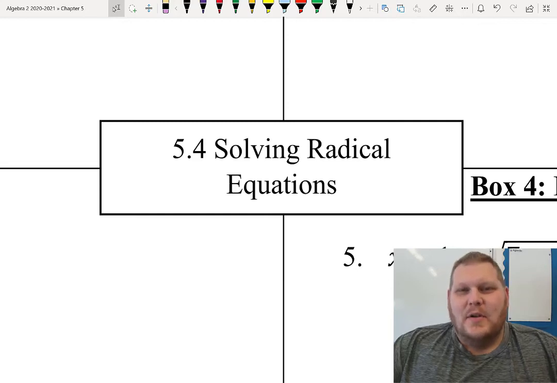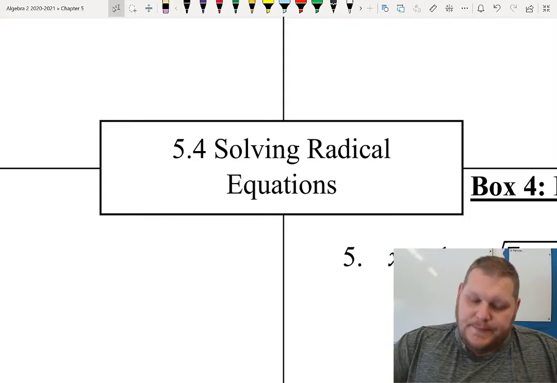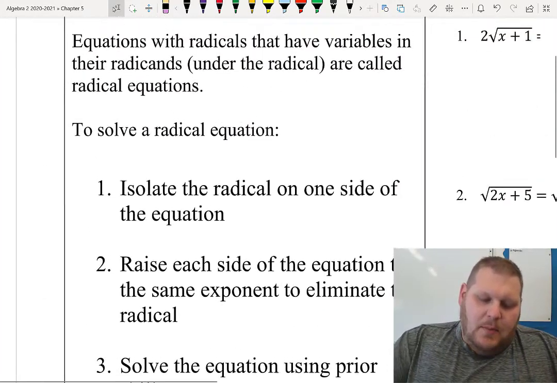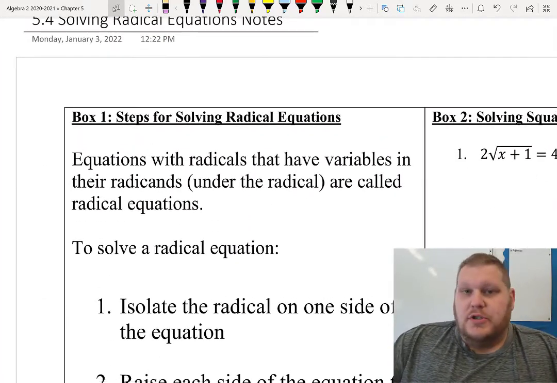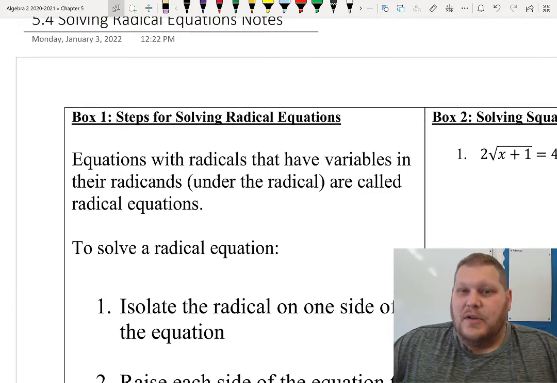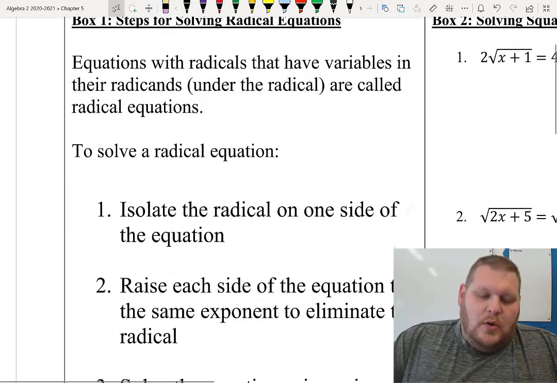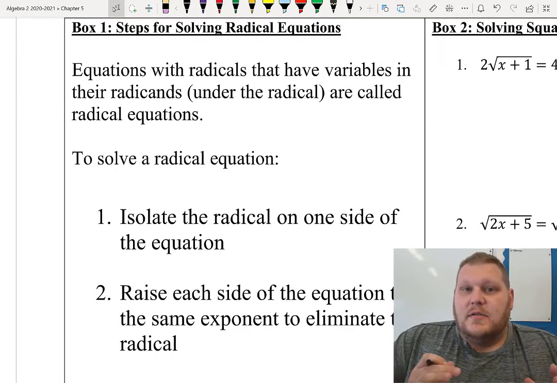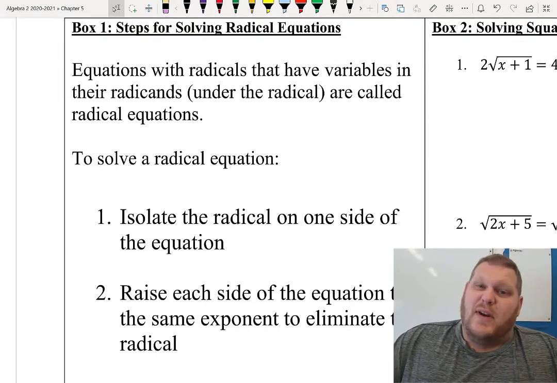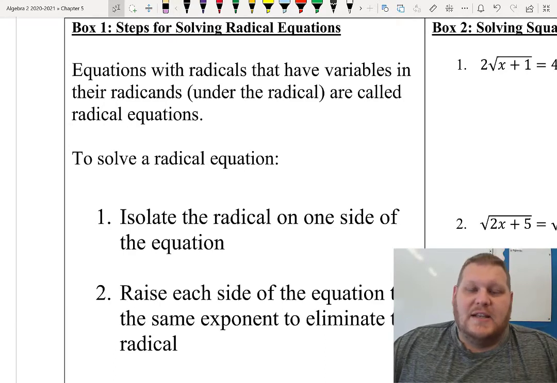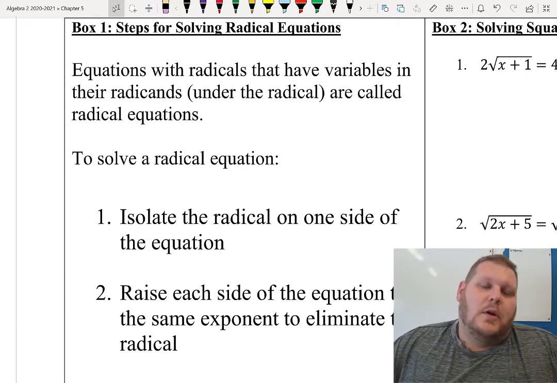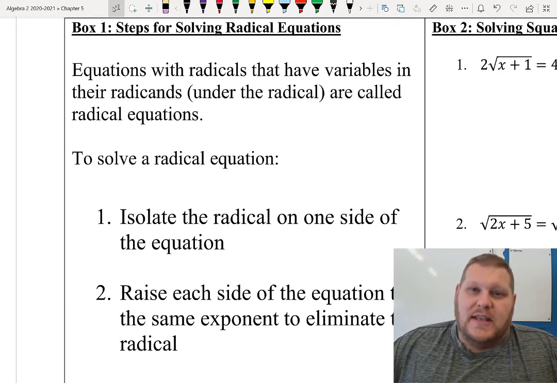Hey guys, today we are looking at 5.4's note, which is all about solving radical equations. As the name implies, a radical equation is just an equation that has your variable underneath the radicand, or underneath the radical. Since we're trying to get rid of that square root, cube root, fourth root, whatever the radical is in my problem, to get to my x value underneath, we're going to need to do those inverse operations to get rid of our roots, which is just exponents.